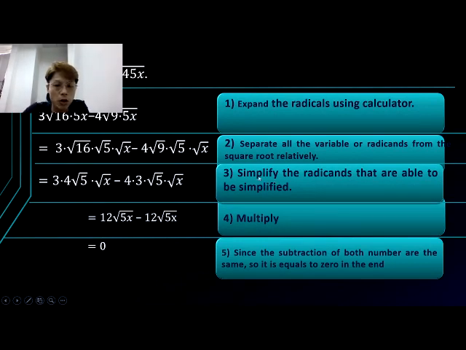Then next we just simplify by multiplication. So we multiply the 3 by 4, we get 12. 4 by 3, we get 12 also. So it's actually the same calculation, just we start with a different method. So in the end we get 0.